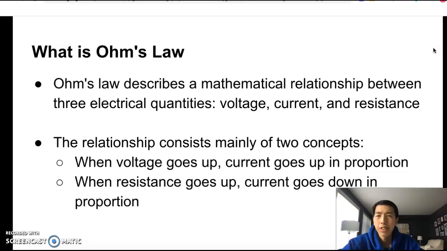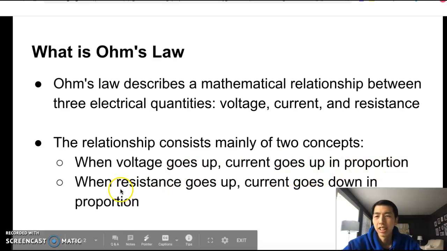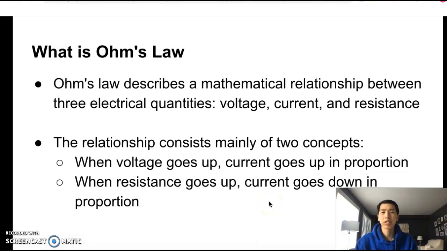Ohm's Law is basically broken down into two parts or two concepts. The first concept is that when voltage goes up, current goes up in proportion. And the second part says when resistance goes up, current goes down in proportion. So it's basically talking about how voltage affects the current in a circuit and how resistance affects the current in a circuit.